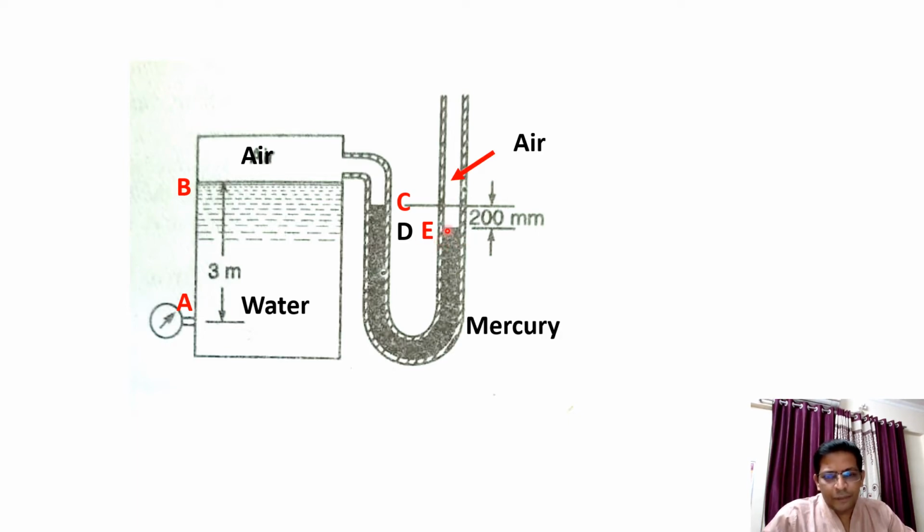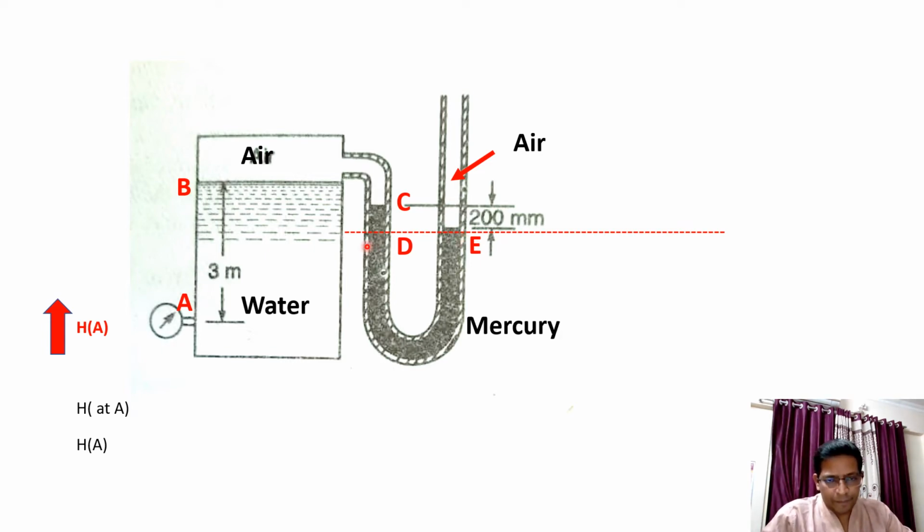Point E represents the air-mercury interface in the right limb of the U-tube manometer. Point D represents the level of point E in the left limb.